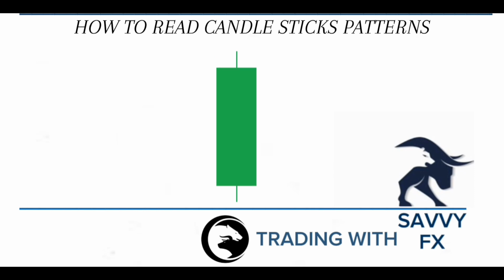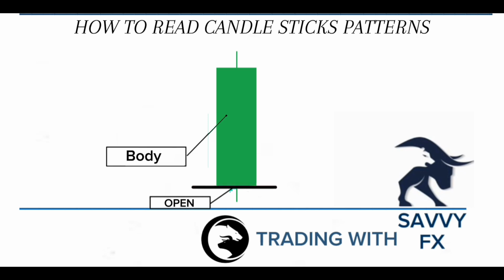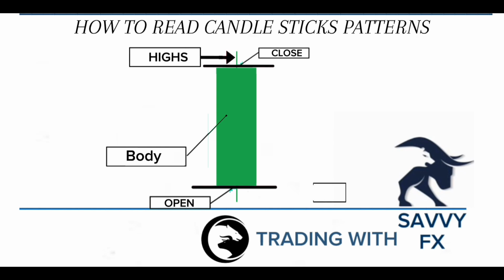Green candlesticks indicate that the price closed higher for a session. The bottom of the body represents the opening price. The top of the body represents the closing price. The black line or wick above shows the high of the session, and the wick below shows the low.